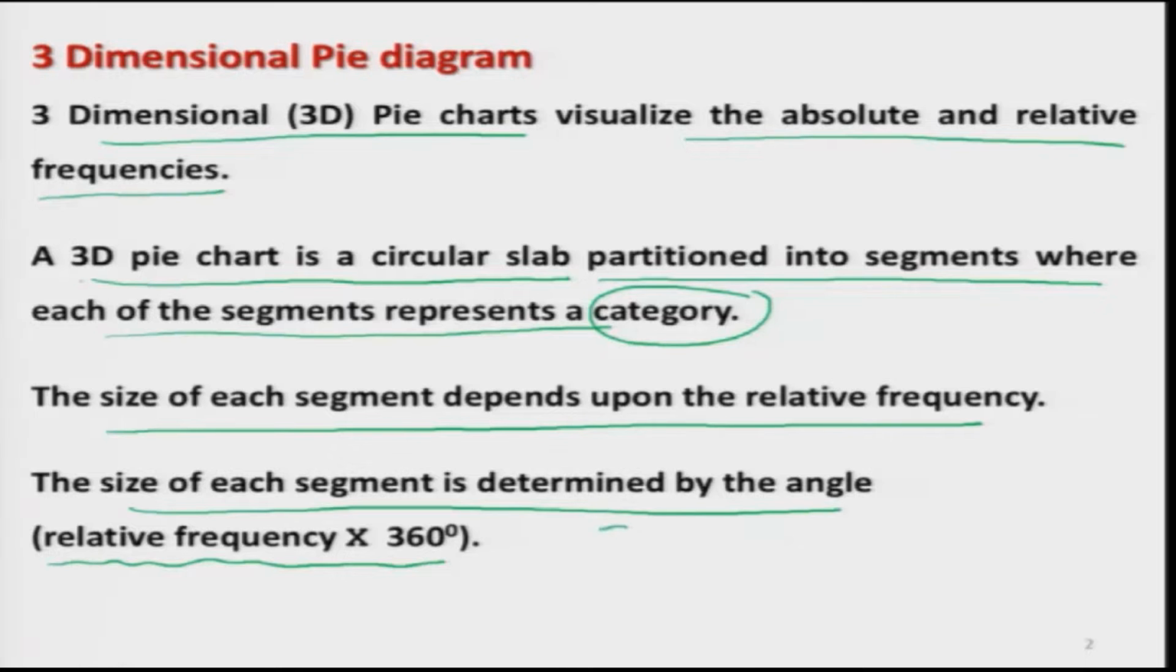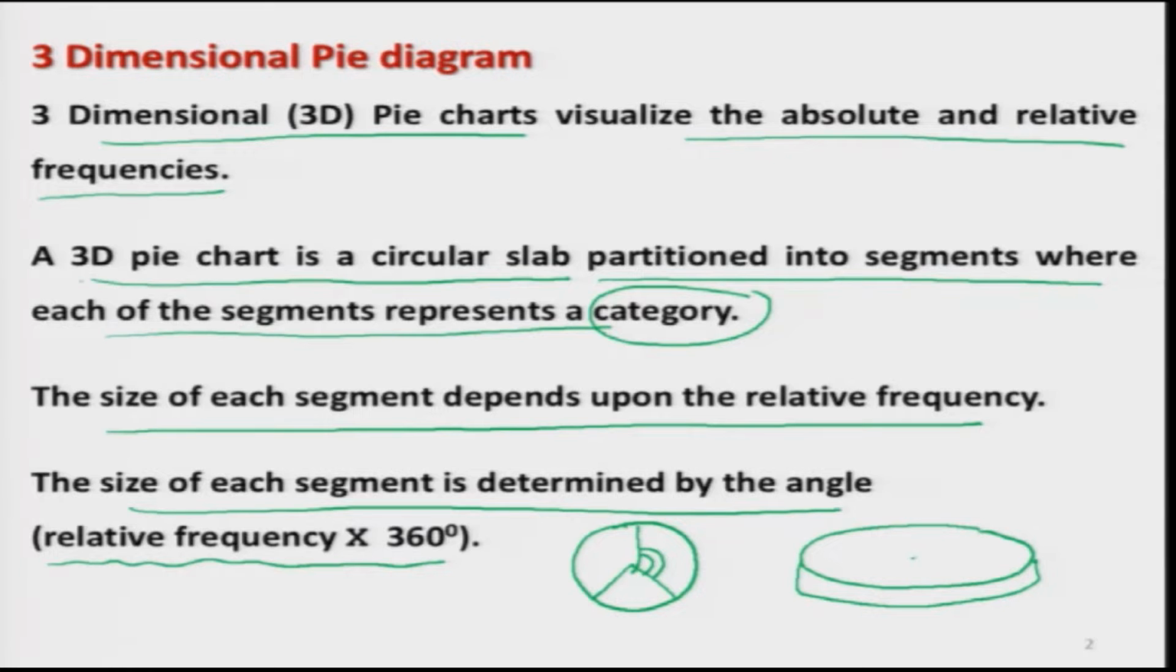So, a pie diagram is a circular diagram which is partitioned into different segments, and the size of the segment is determined by the angle. Similarly, the three-dimensional pie diagram is a sort of circle having a third dimension as its height, and in the same way as in the pie diagram, we create the slices, and the size of the slice is again determined by the angle.